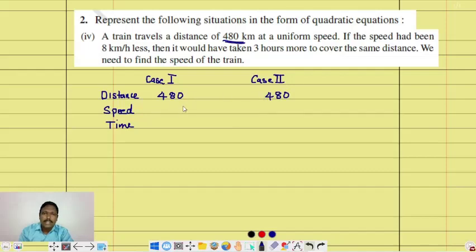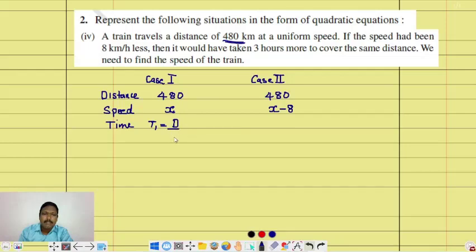Now speed. The initial speed of the train we can take as x. And see, the speed has been decreased. If the speed had been 8 kilometer per hour less, that means the initial speed was x, so now the speed is reduced by 8. That means x minus 8. Now we know the equation for time. Time is equal to, so I am writing here t1. Time is equal to what?